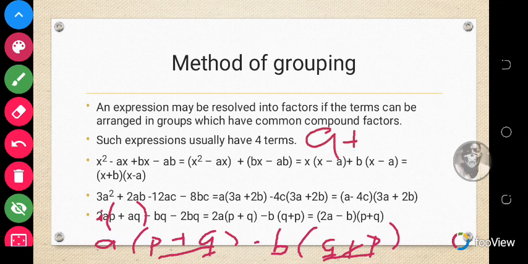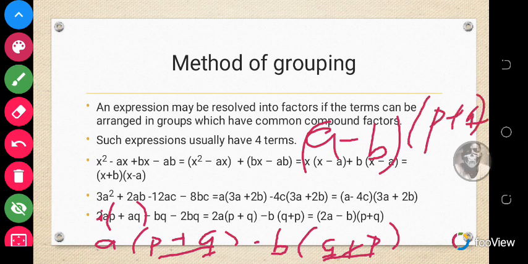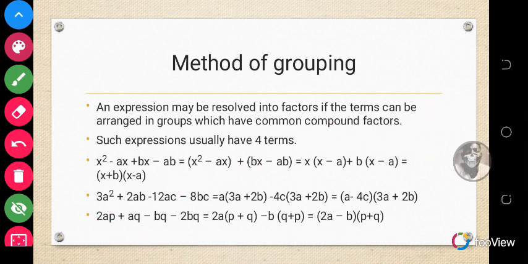So a minus b into bracket, and then you pick any one of them, p plus q, and when you multiply them, you are going to get this. So when you're using the method of grouping, to confirm whether what you have factorized is correct, you should expand it and check whether it tallies with the original question.